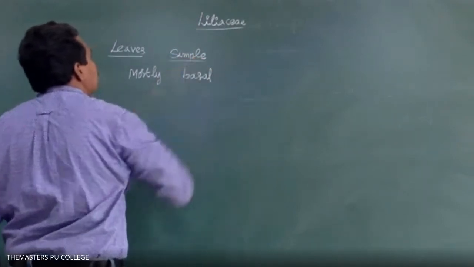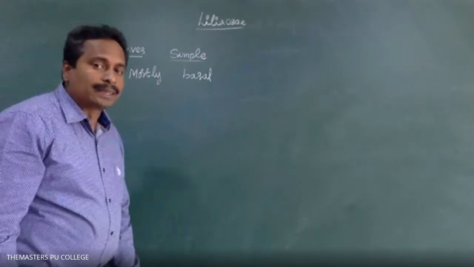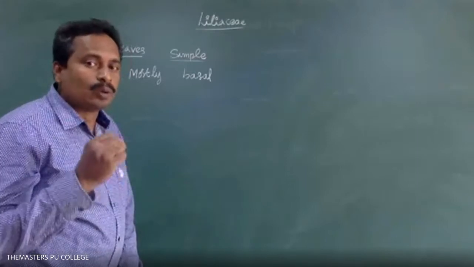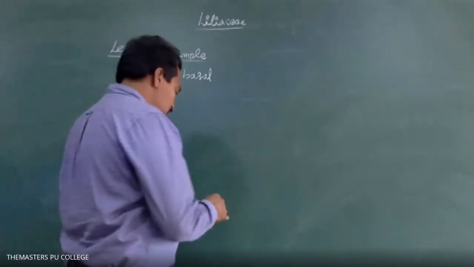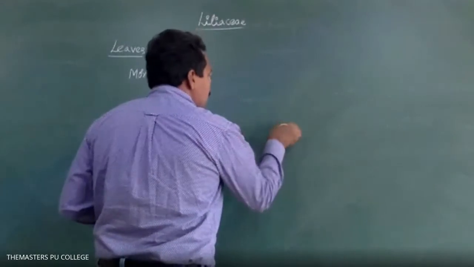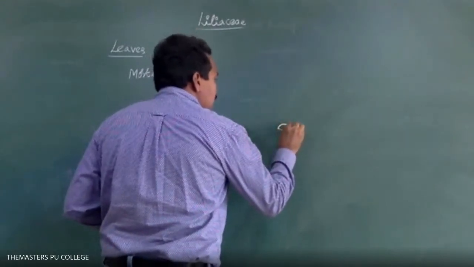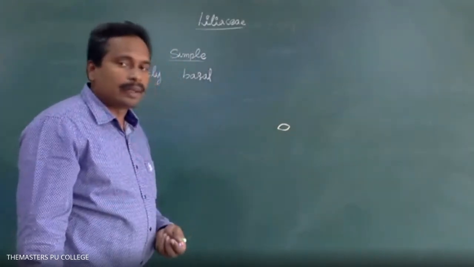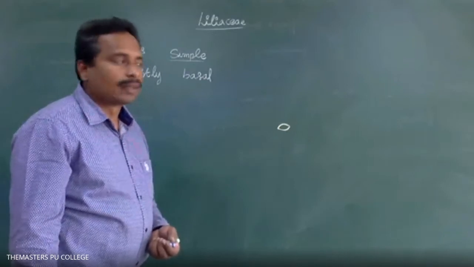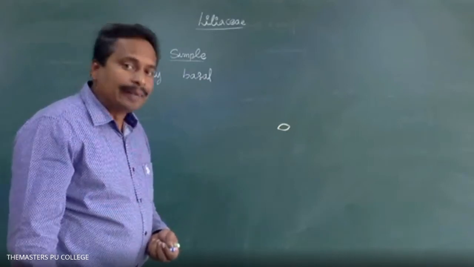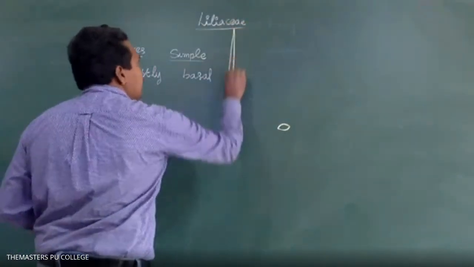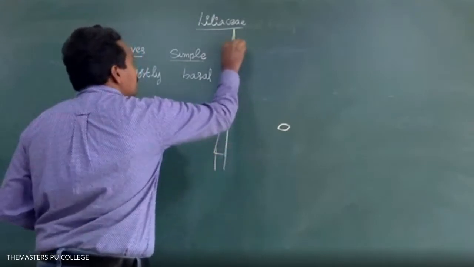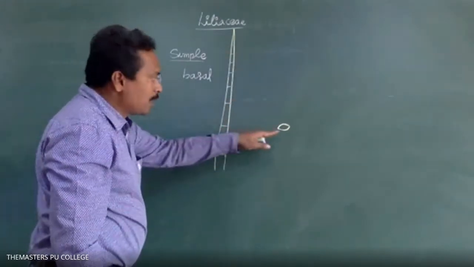Leaves are simple, mostly basal, which means the leaves are very close to the root system. The stem is reduced in allium, onion, garlic, and in lily plant species. The length of the stem is highly reduced.